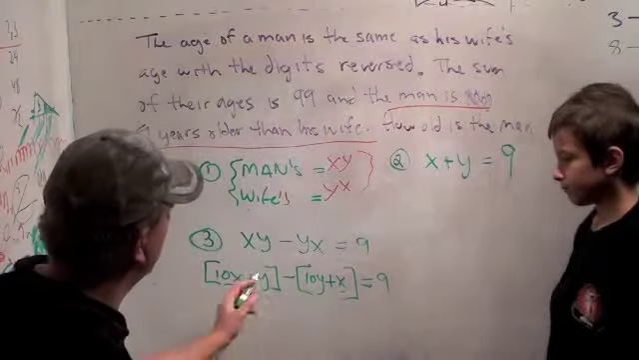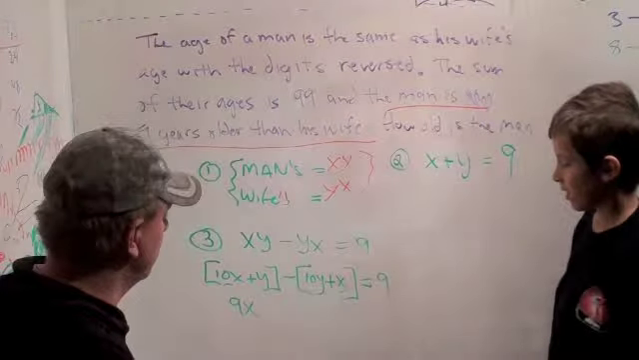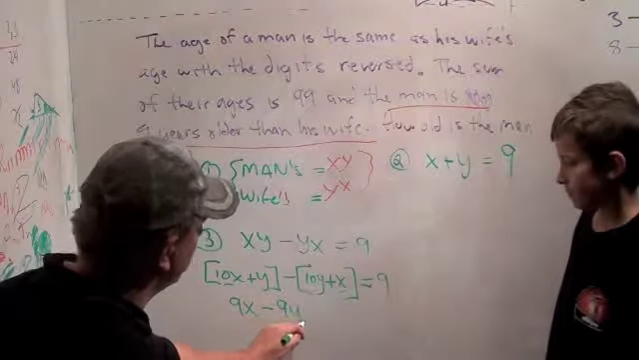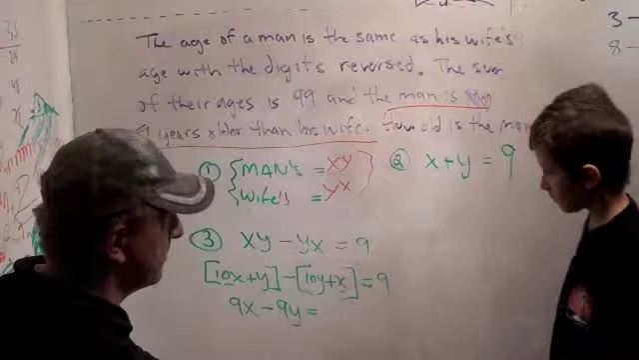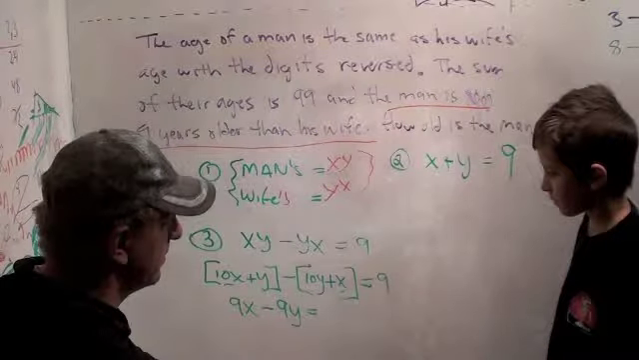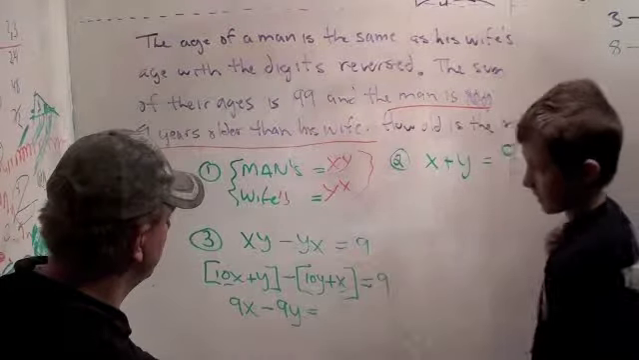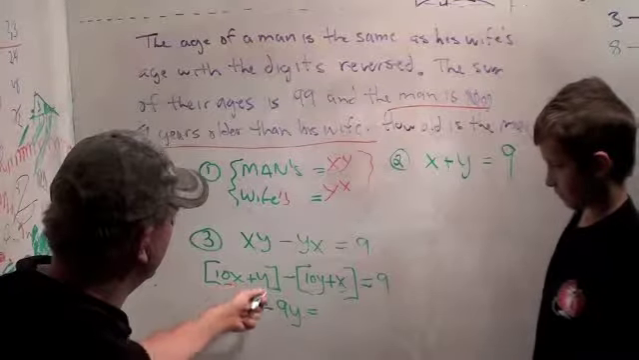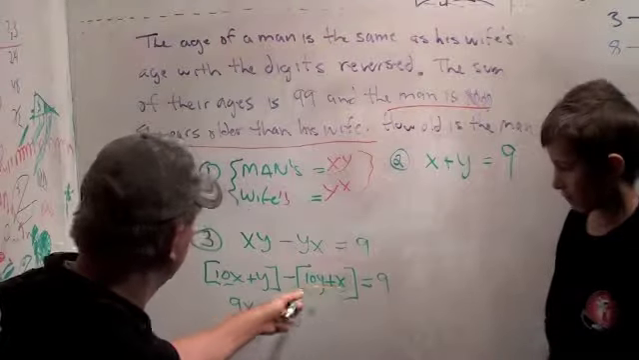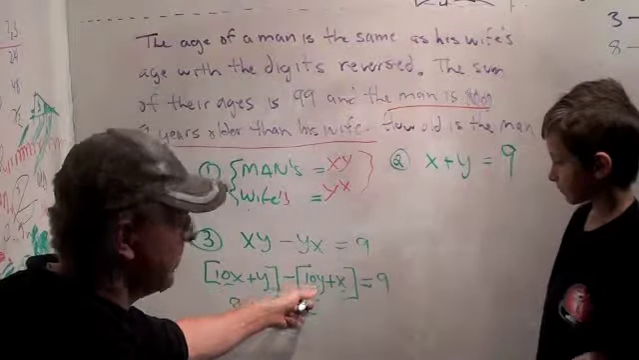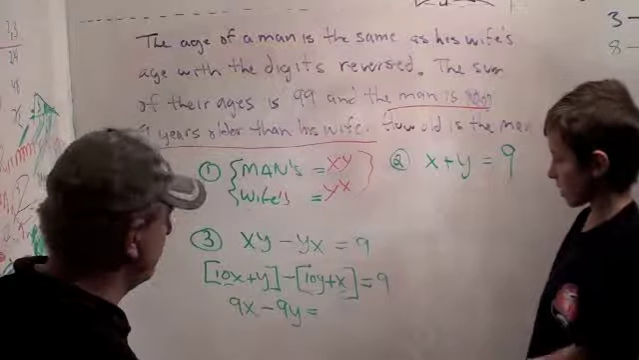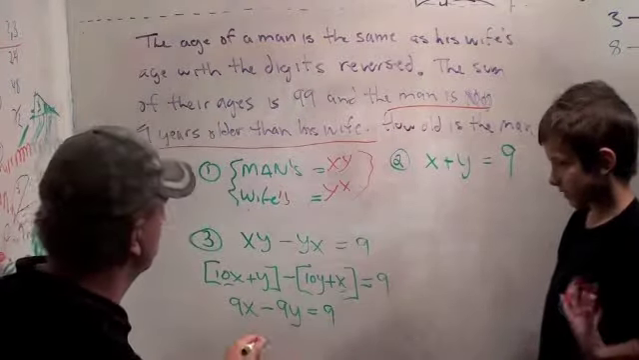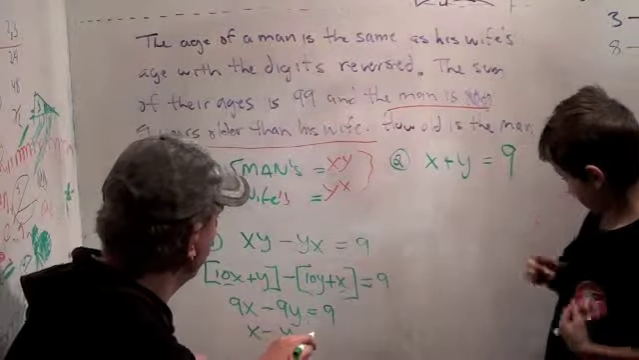9x. And what is y minus 10y? It's minus 9y. And what does that equal? Oh, it's minus 9y. There's a minus there, right? So we did 10x minus x, and we did y minus 10y. So 9x minus 9y equals 9. That means x minus y equals 1. X minus y equals 1.